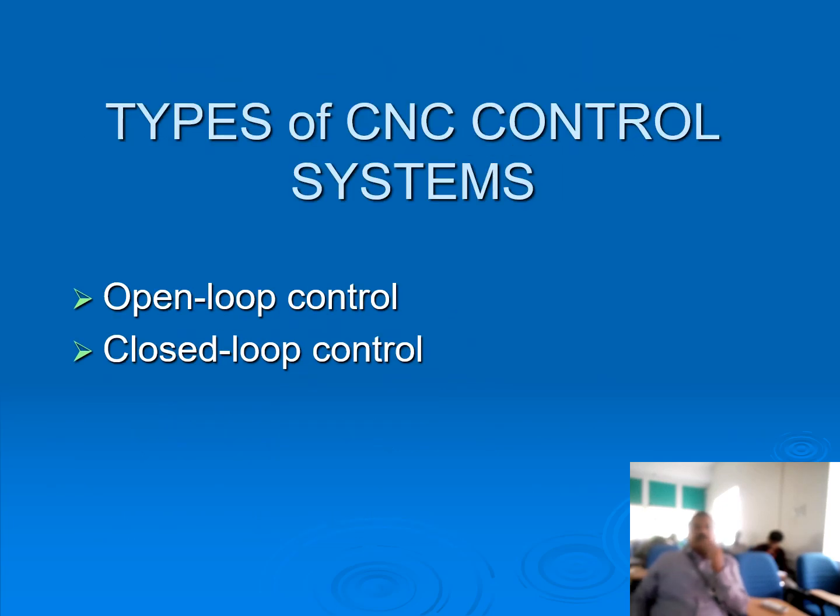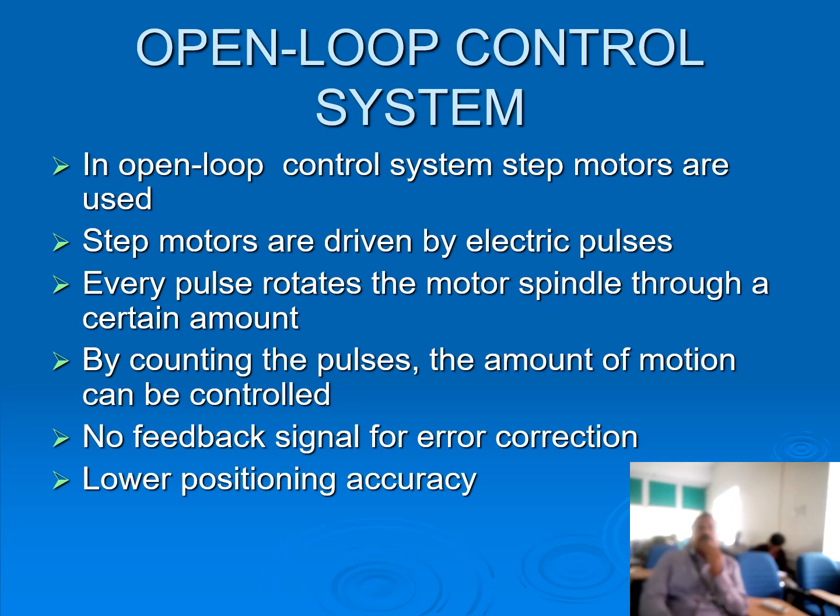Now the types of CNC control systems. When you want to control, what are the types? As we know already, there are two major types of control systems. One is open loop control and the other is closed loop control. Open loop control systems: in open loop control systems, step motors are used.